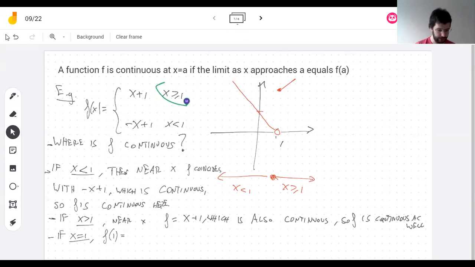So I look in here, so the formula is x plus 1. f of 1 is 2. So the question is, is the limit equal to 2? Thank you, Dustin. Is the limit equal to 2? From the right. What about from the left?